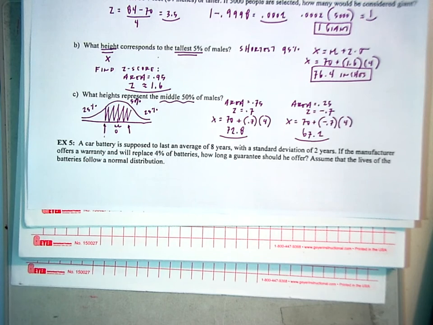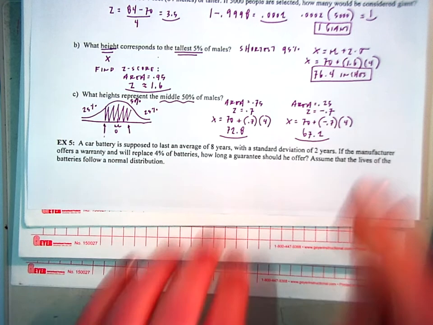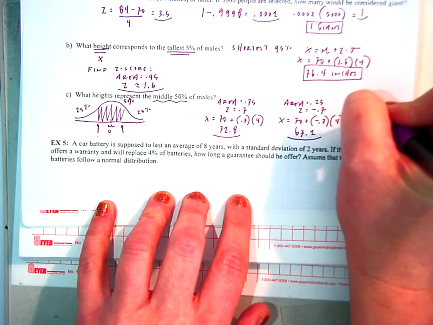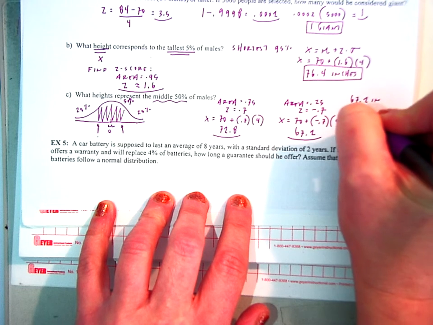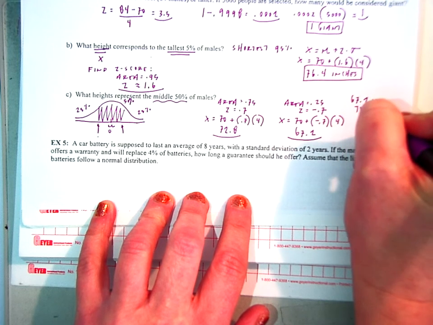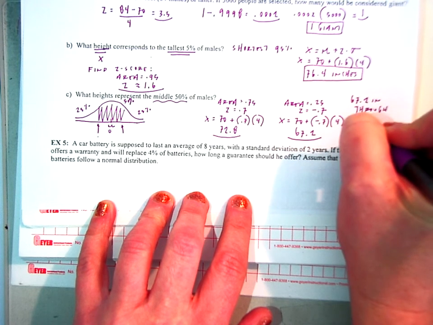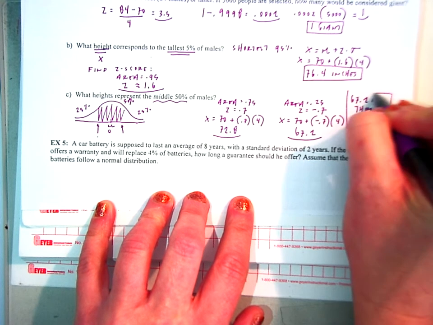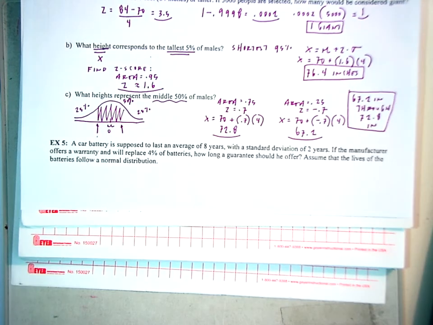So again, my question is saying, what are the heights that represent the middle half of all males? Well, we're saying that it would be anywhere from 67.2 inches through 72.8 inches. That would be the height span for the middle half of our adult males.